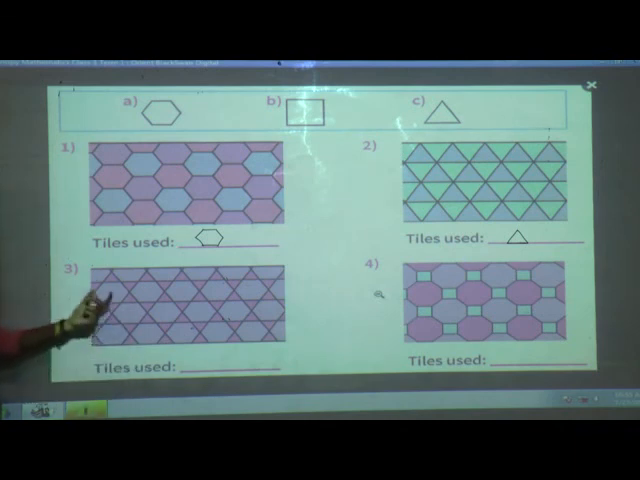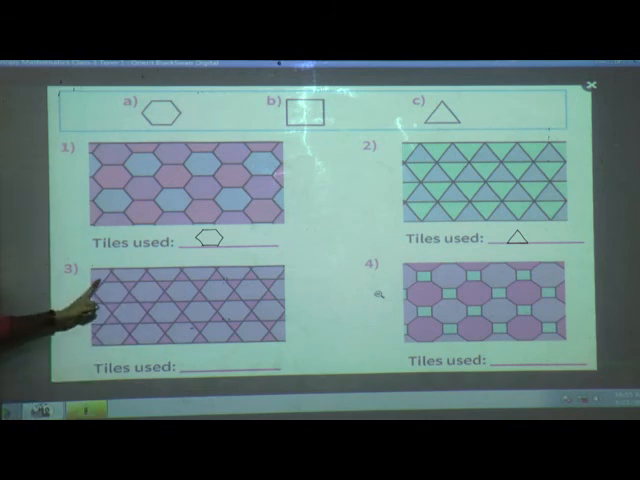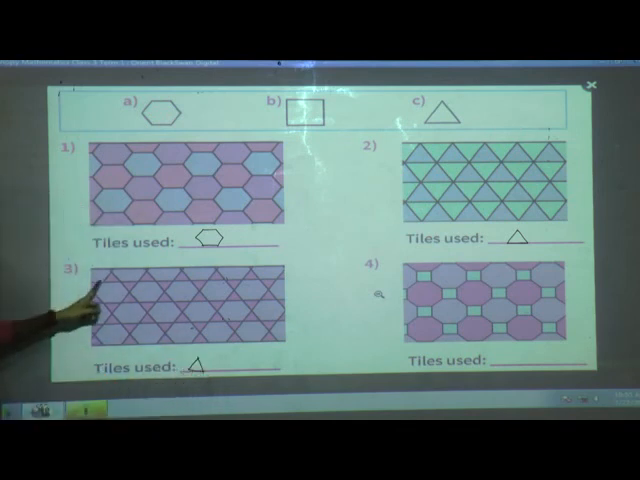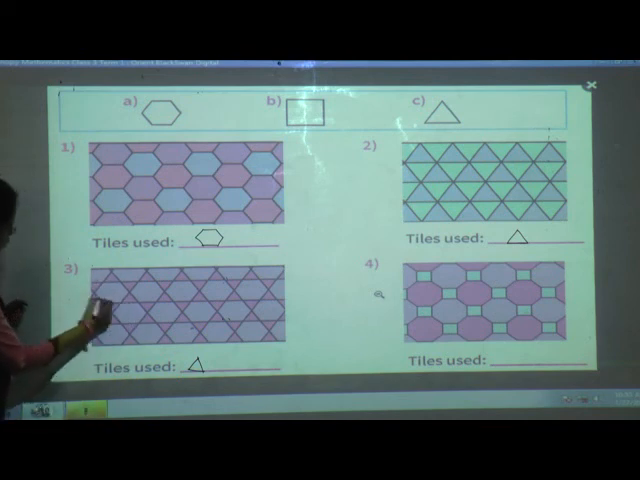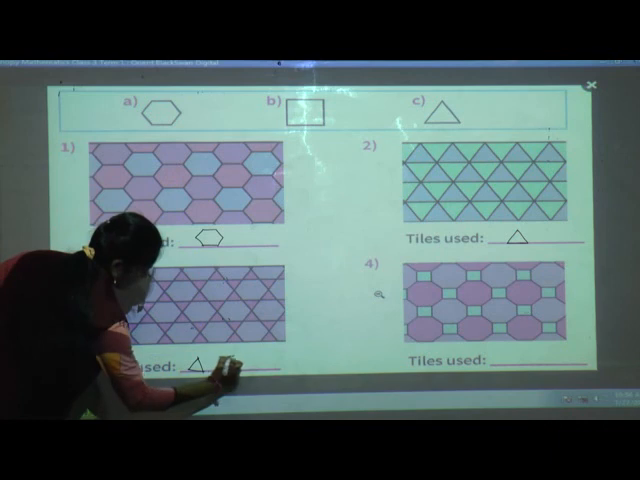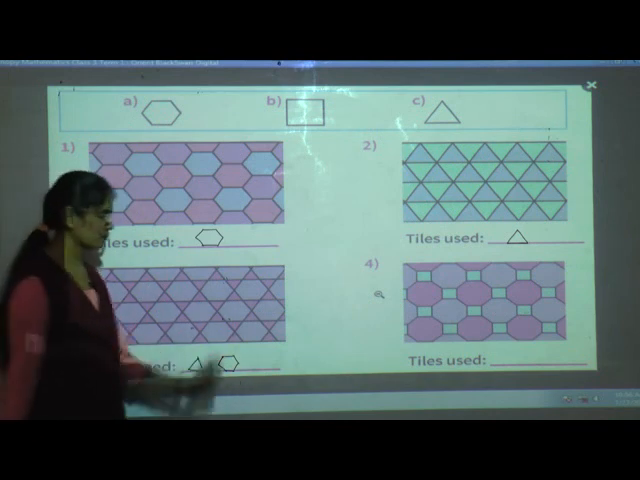Very easy it is. Now see the third one. Tiles used. Now if we see this tiling, here we can see the triangle, and one more shape is there, that is a hexagon. 1, 2, 3, 4, 5, 6. Triangles are there, and in between all the triangles one hexagon is there. So here both the tiles are used. Which are those tiles? Triangle and hexagon. So we should draw here both the shapes, triangle and hexagon.